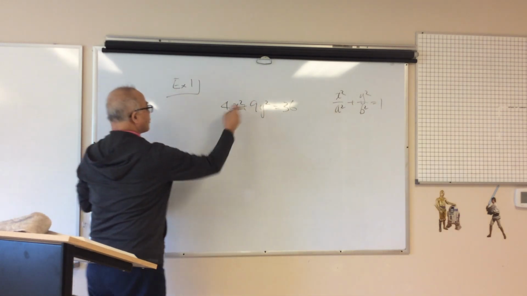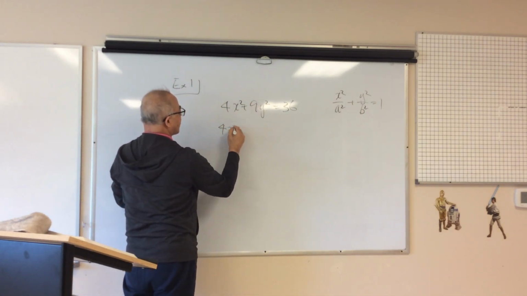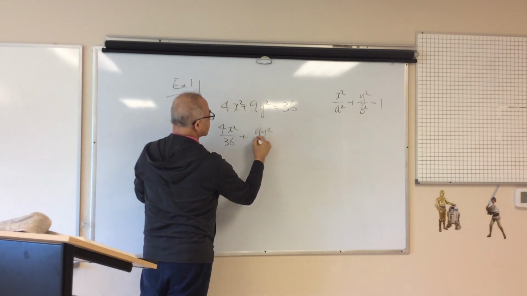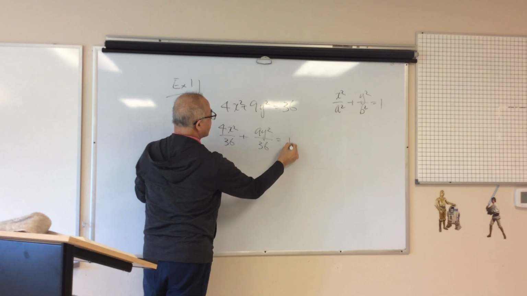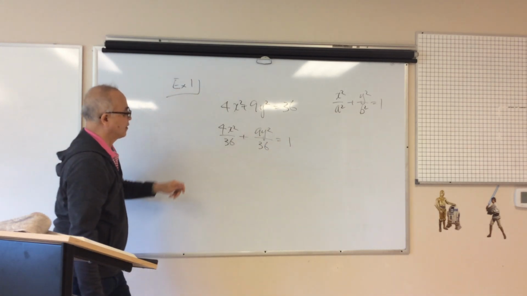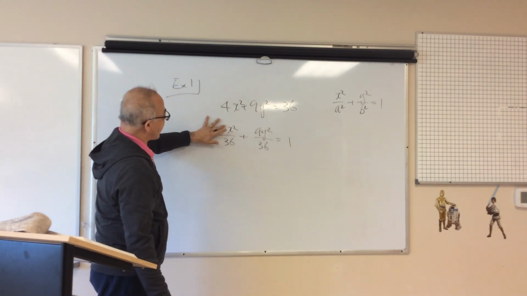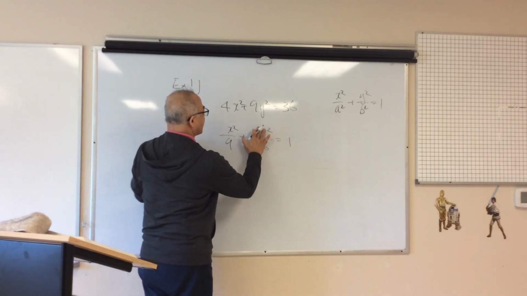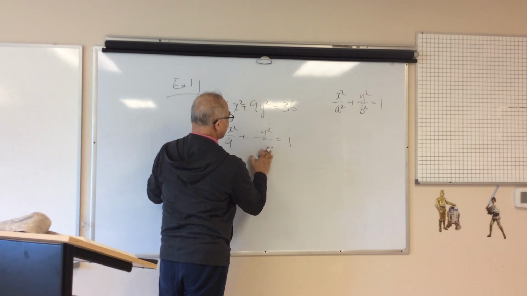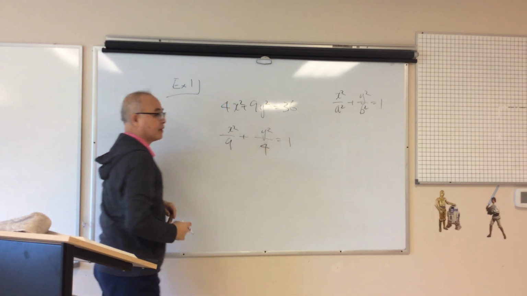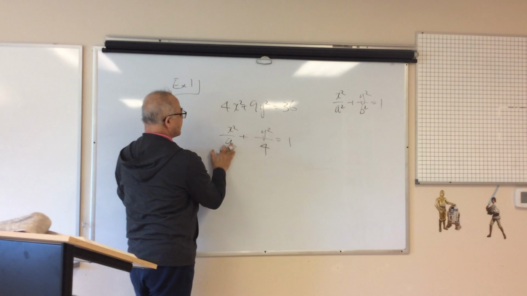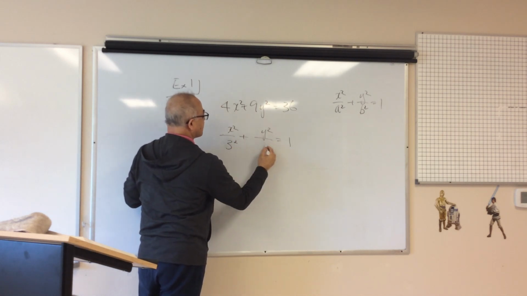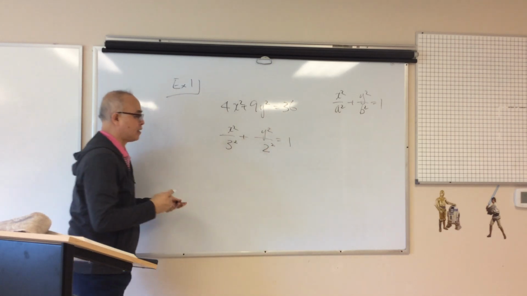So obviously we want to divide everything by 36 to get the 1 on the right-hand side. If I divide everything by 36, I get 4x squared over 36 plus 9y squared over 36 is now equal to 1. And 4 over 36 becomes 1 over 9, and 9 over 36 becomes 1 over 4. Further, this becomes 3 squared and this becomes 2 squared. Okay?